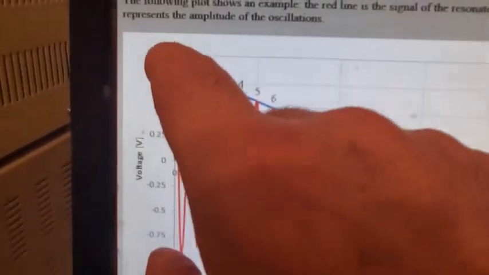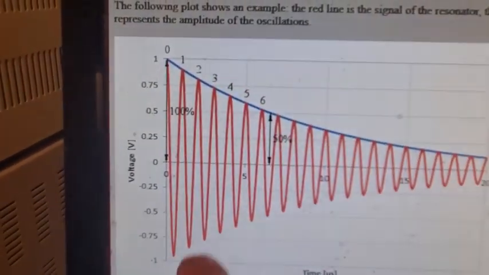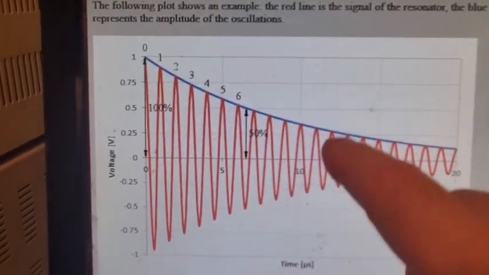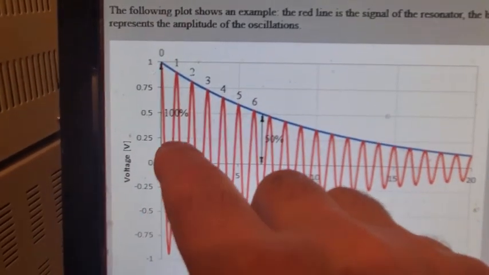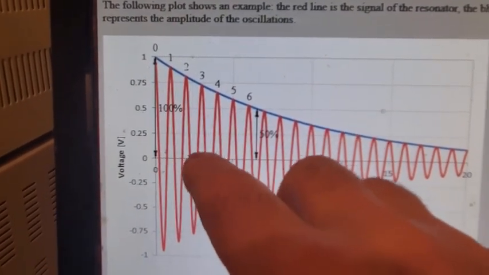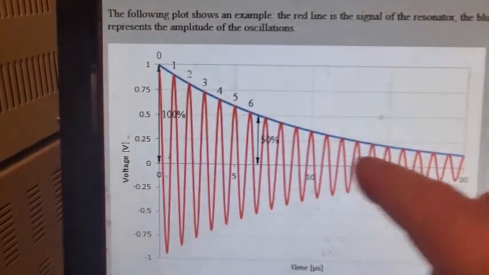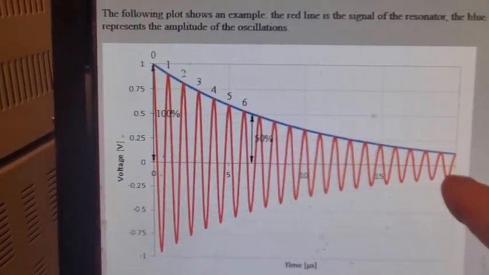And so you can see that this is a very undamped oscillator. If it had gone from 1 to, say, negative 0.43, it would have died out right there. This one keeps ringing for a while.